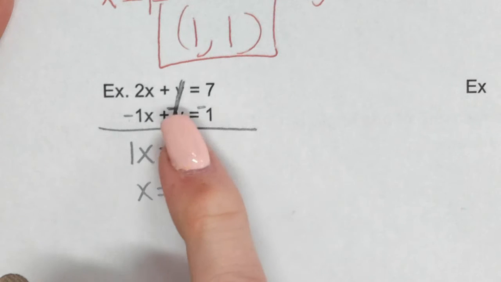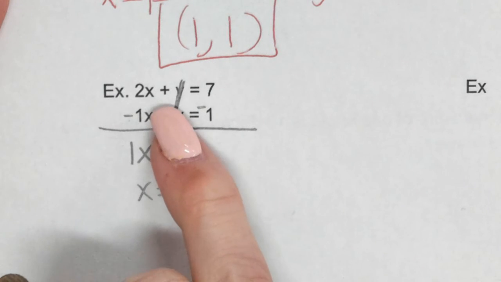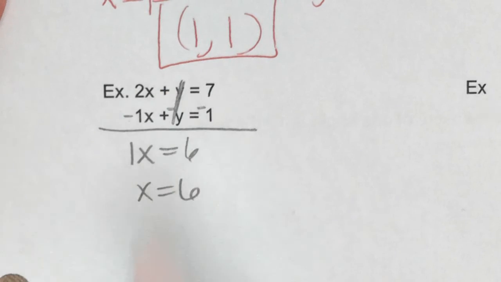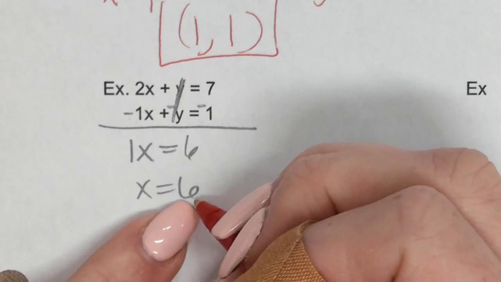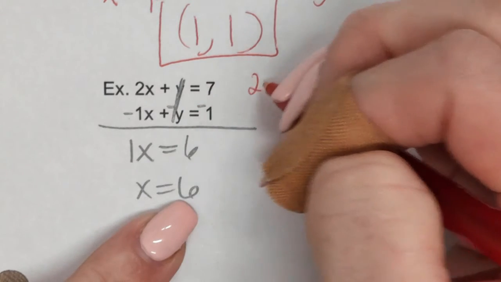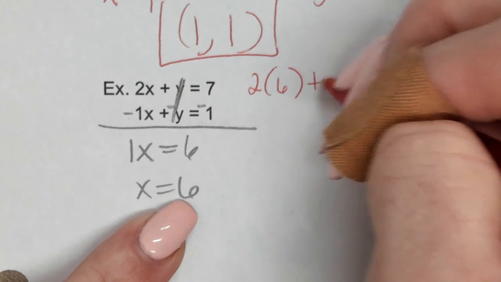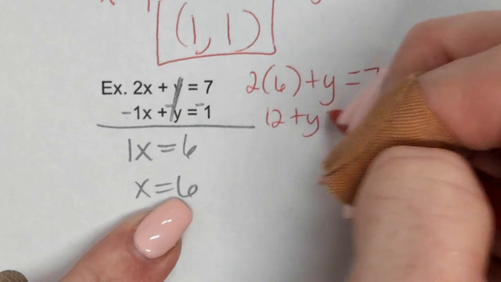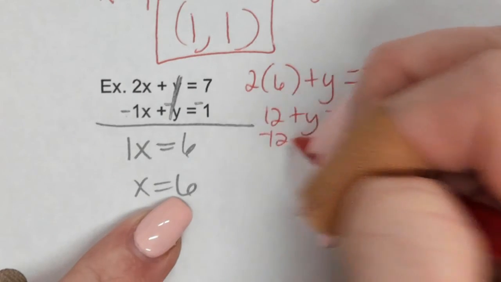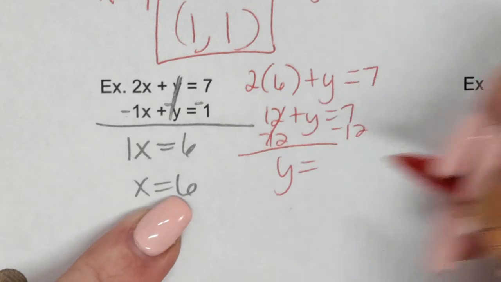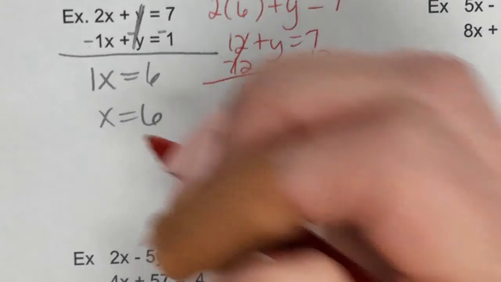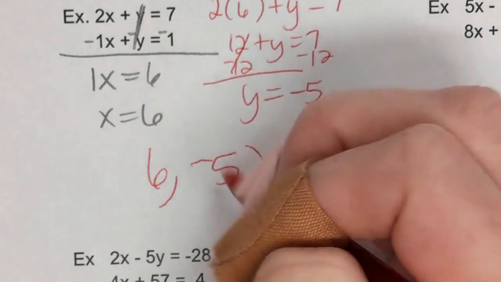Now, if I plug it into this bottom equation, that's now a negative y. I have changed the equation, right? So I'm going to choose the top equation. So what am I going to plug 6 in for? X. So 2 times 6 plus y equals 7. That's 12 plus y equals 7. Subtract 12. And y equals negative 5. So my x, comma, y. Would y'all like to try the next one on your own?